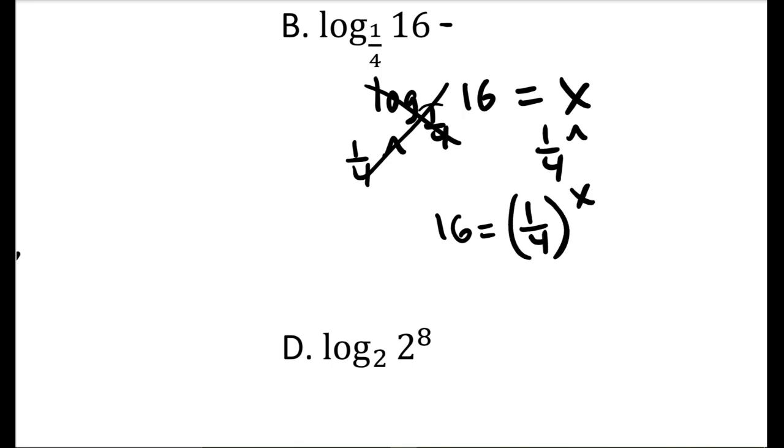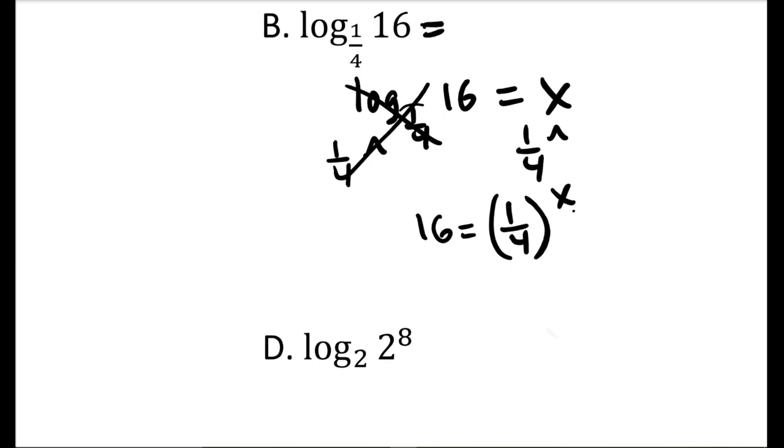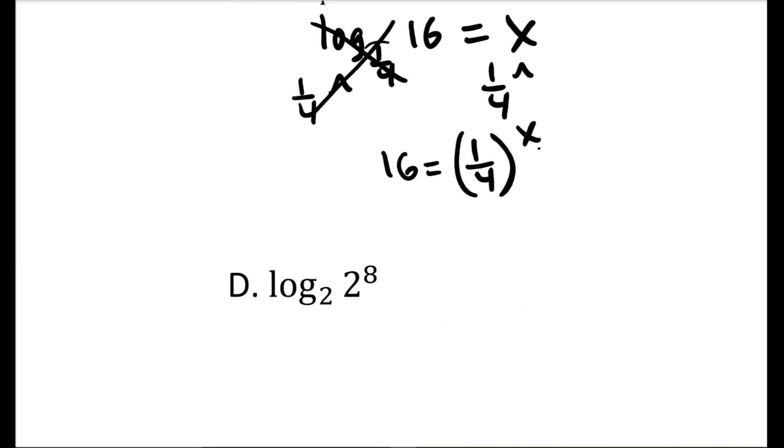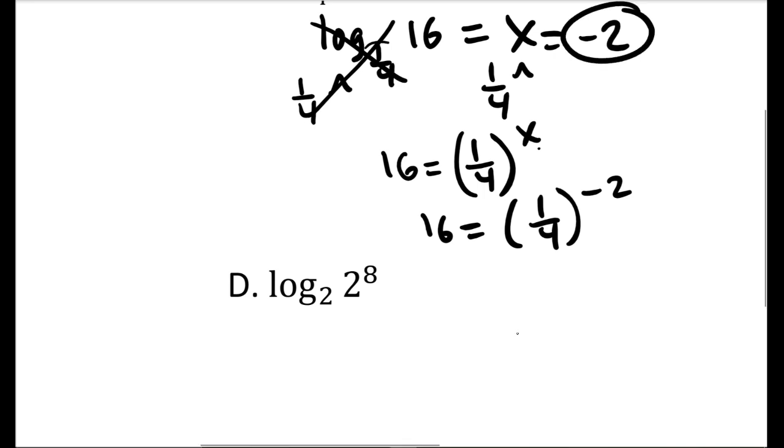All right, so there's my exponential. So 1/4 raised to what power is going to give me 16? Hopefully your exponent properties are good enough where you can tell what this is. But we know that 1/4 to the second is going to be 1 over 16, right? So this is actually going to be x equals negative 2, because you need to flip the 1 over 4 so that you get 4 over 1. So this is actually going to be to the negative 2 power. Negative 2 is going to flip it to 4 over 1, and then 4 squared is 16. So the answer to this is negative 2.